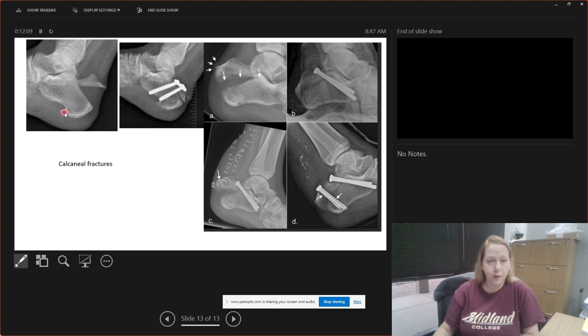Now, here's the secondary picture of that. You can have bone spurs and not have pain. You can have pain and not have bone spurs. So I want you to remember that a bone spur is not necessarily the reason for someone's pain. All right. Here is another example of a calcaneal fracture. And here's where they came in and put in the screws.